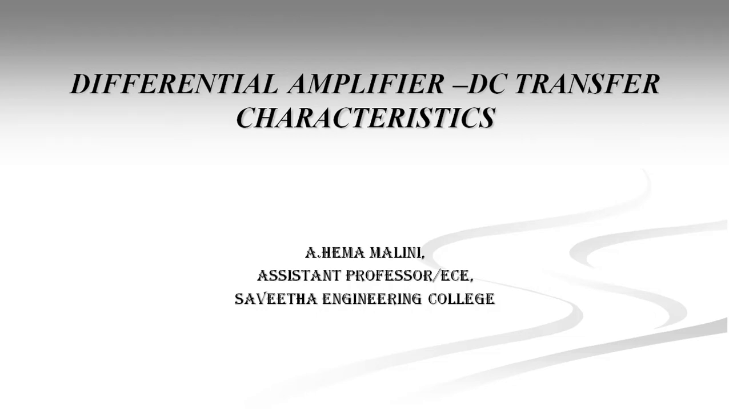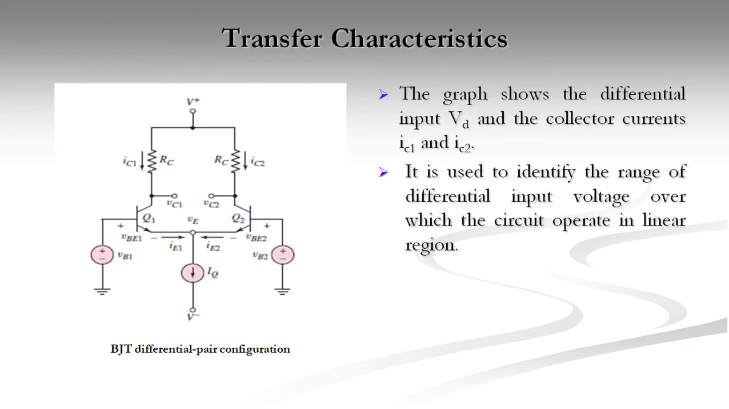Good morning all. In this video, we shall discuss the differential amplifier DC transfer characteristic. Here, the transfer characteristic curve shows the differential input voltage VD and the collector currents IC1 and IC2, and it is mainly used to study the large signal behavior of a differential amplifier. That is, it is used to identify the range of differential input voltages over which my circuit is going to operate in a linear region.